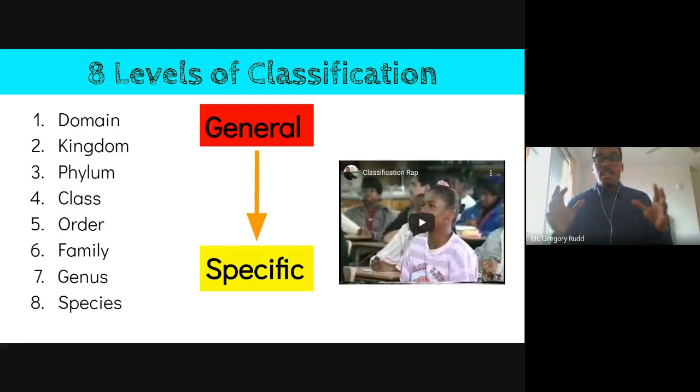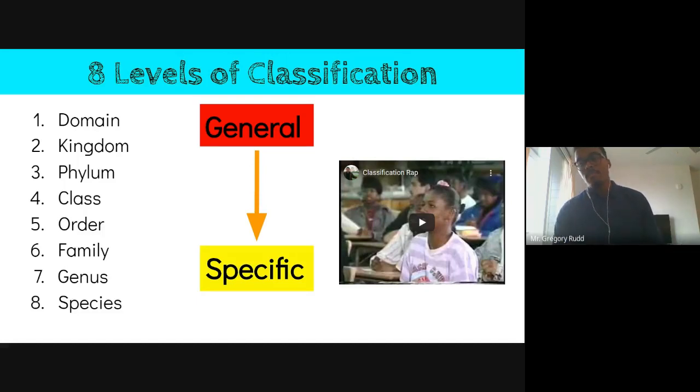So for example, the domain eukarya includes both plants and animals. But the kingdom, the animal kingdom, doesn't include plants. Now we can get more specific than that and talk about the mammalia phylum. The mammalia phylum doesn't include birds or reptiles or amphibians, even though they're all animals, they're all in the same animal kingdom. The mammalia phylum does not include those other organisms. Then we can get more specific than that and talk about a specific class in the mammalia kingdom. And then we can get more specific than that and talk about a specific order in that class and so on and so forth.